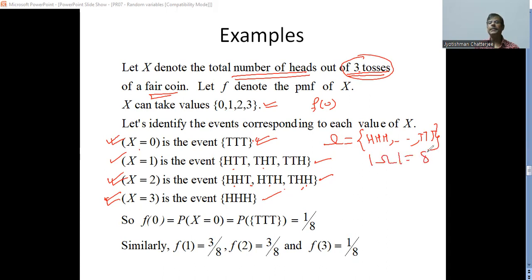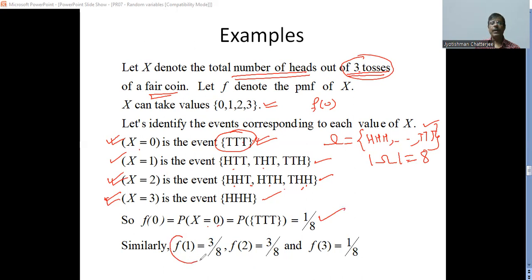Size of omega is 8. And each of these 8 outcomes is equally likely. Remember that terminology that we used a long time back while defining probabilities. Each of these 8 outcomes is equally likely. So what should be the probability of capital X equal to 0? That means the probability of this event. Only one outcome is included here. That's why this is equal to 1 by 8.